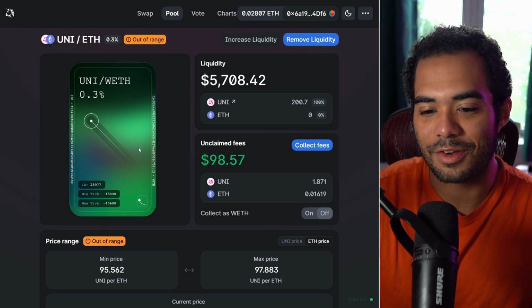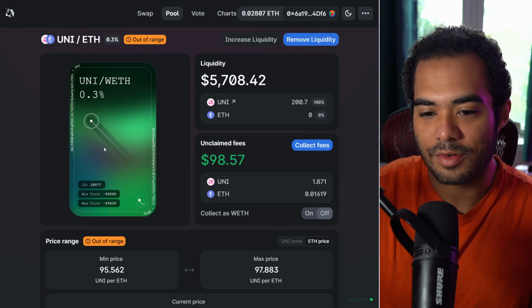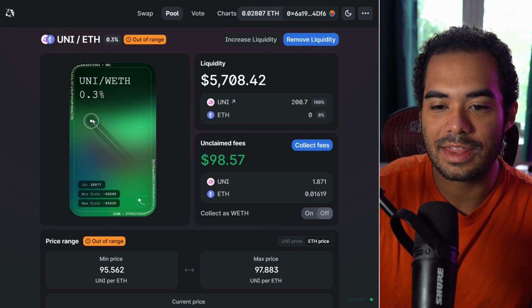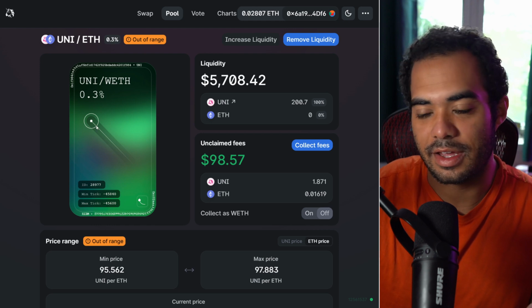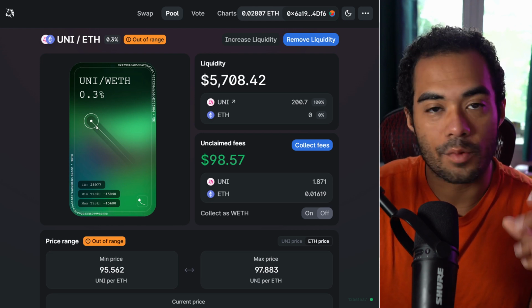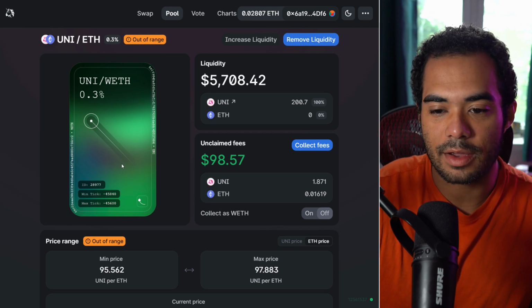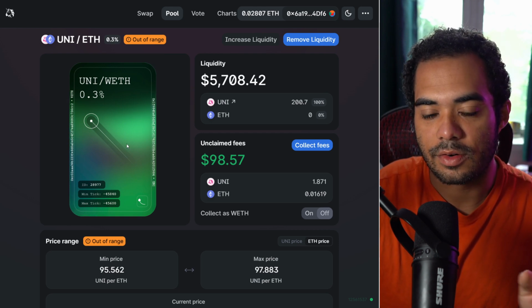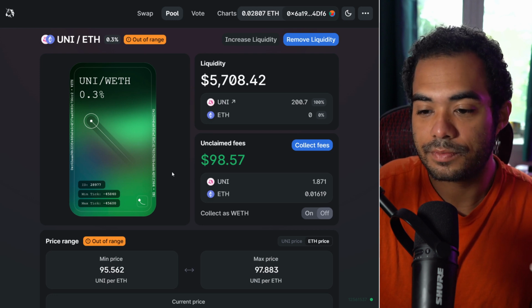It shows you your range, how much liquidity you have, and where within that range the price currently is. Obviously I can't show it live because the price isn't moving right now. But if it were in range, you'd see this little dot move back and forth along this line over here. I just thought that was really cool.